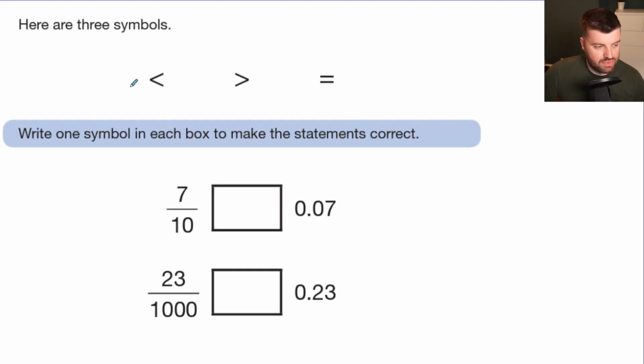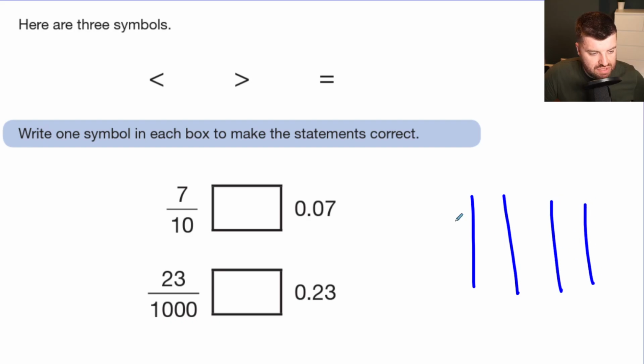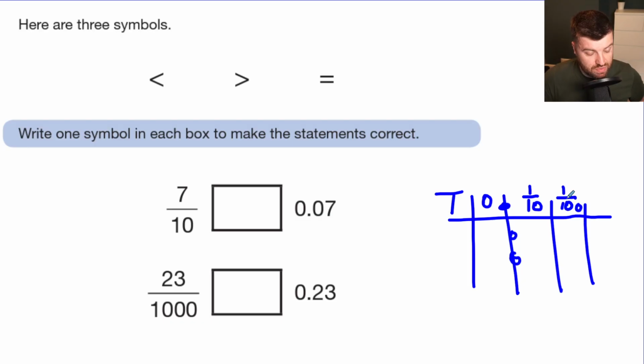Here are 3 symbols. Less than, greater than, or equal to. Write 1 symbol in each box to make the statements correct. This is all about knowing your place value chart. Okay, if you know your place value chart, these questions are easy. So let's put this decimal here. We know that that's tens, that's ones. After the decimal, we need to know that's tenths, and after the tenths, we need to know that's hundredths. That's vital. We need to know that.